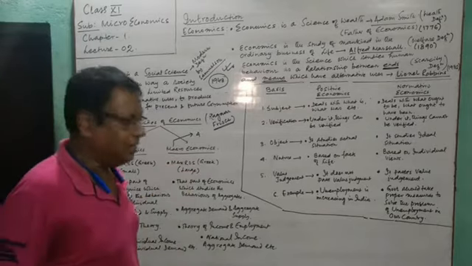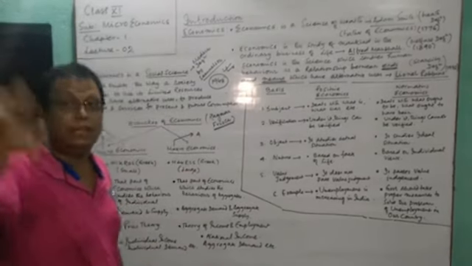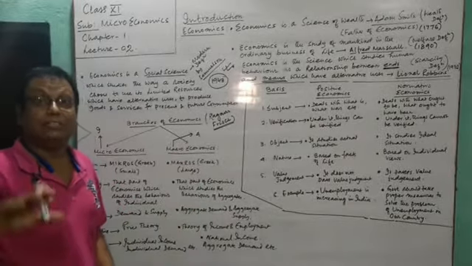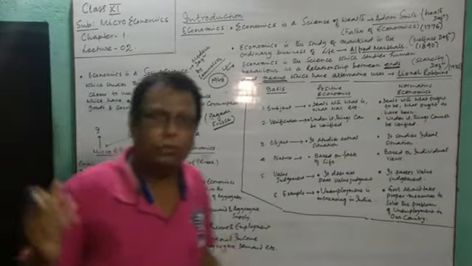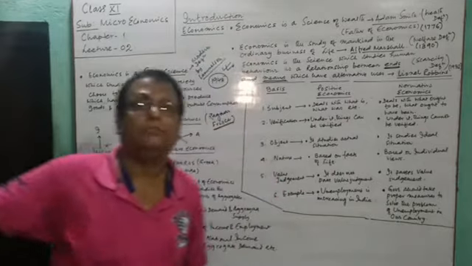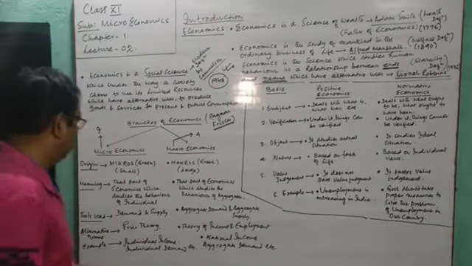If I say national income, it is macroeconomics. If I say inflation, it is macroeconomics. If I say my aggregate demand, it is microeconomics, and the aggregate demand of the nation, that is known as macroeconomics.